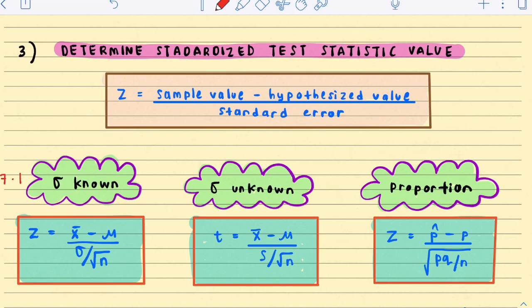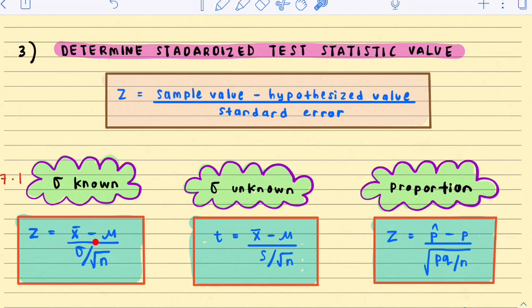Sigma known will be covered in the first subtopic, which is 7.1. Okay, what is sigma? Sigma is population standard deviation. So in this case, you have the value of population standard deviation. So when you have this case, you are using the z-test. X bar is your sample value, meaning the sample average, minus mu. Mu is your population average, over standard error.